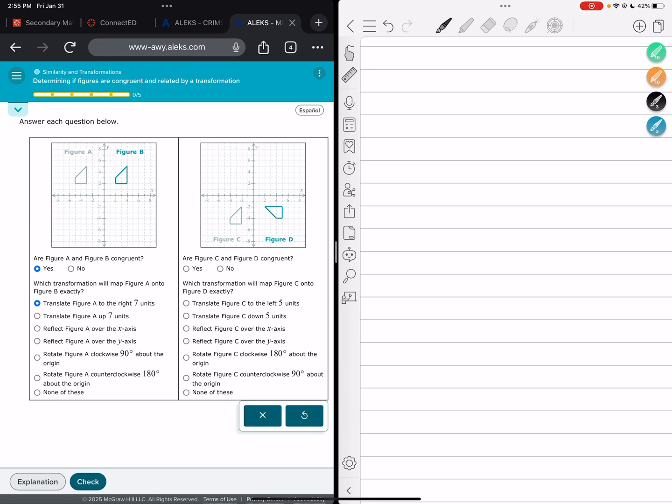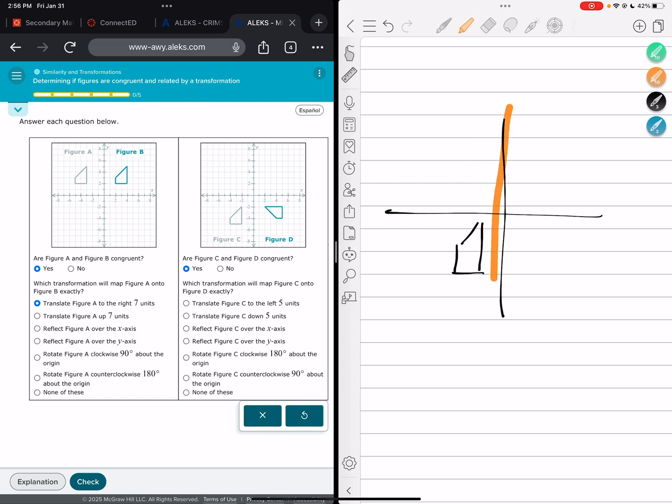Then if I'm looking at C and D, I can see that they're the same shape, so yes. However, I can see that the pointy part is not facing the same direction. So because of that, I know it's for sure not a translation. I just can't slide to the right, left, up, or down to make them match. If I look at reflecting, if I have my figure C right here, if I go over the x-axis right here, that means that my shape is upside down in this quadrant right here, which doesn't work, so I know it's not this one.